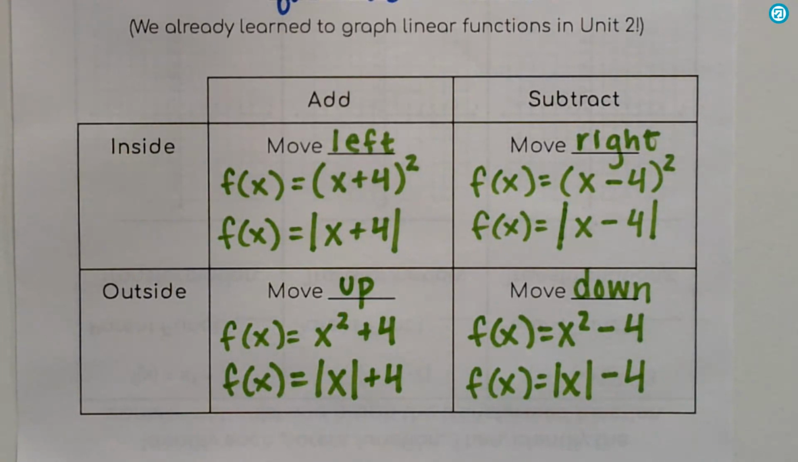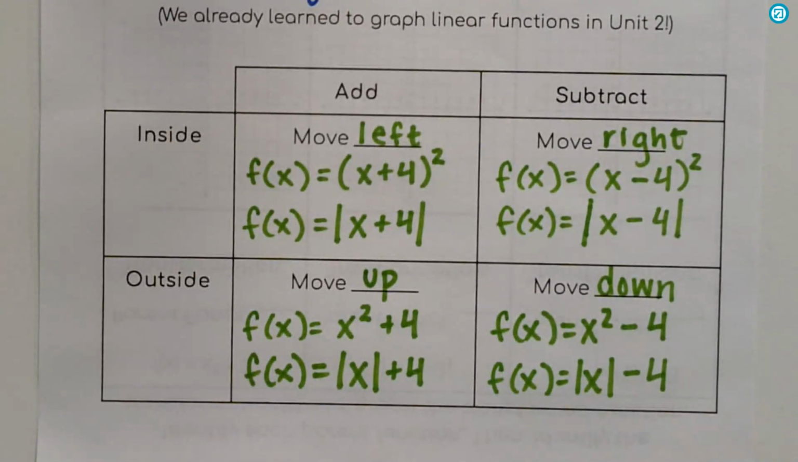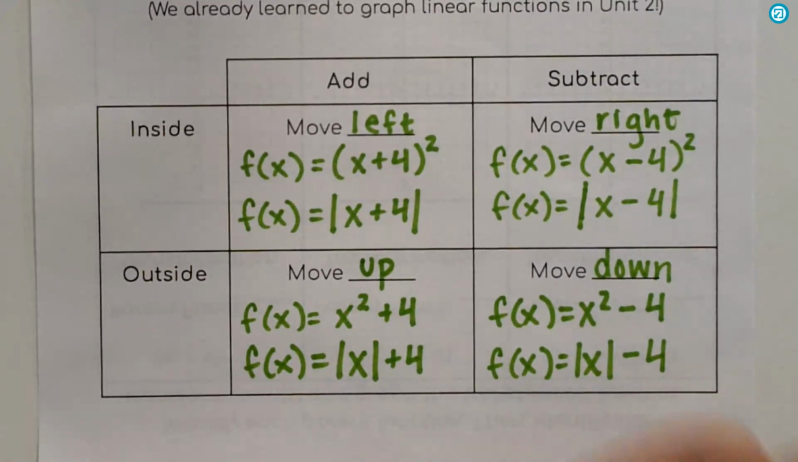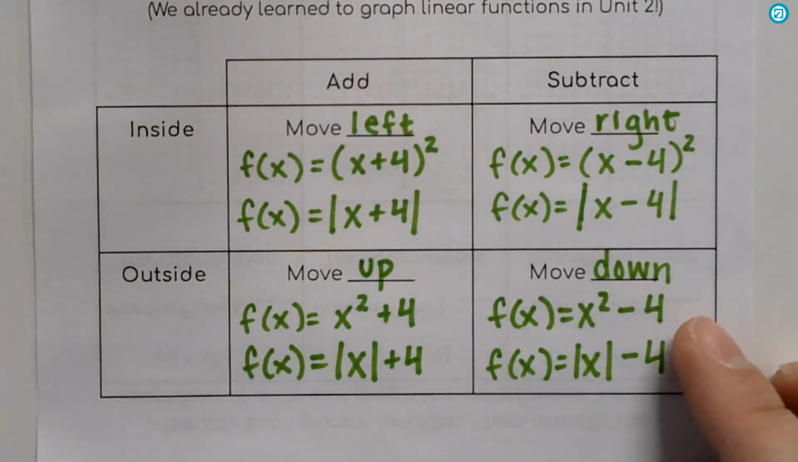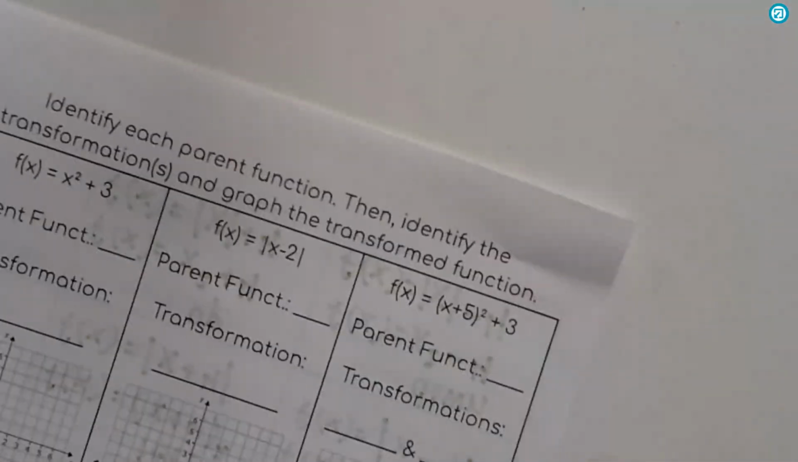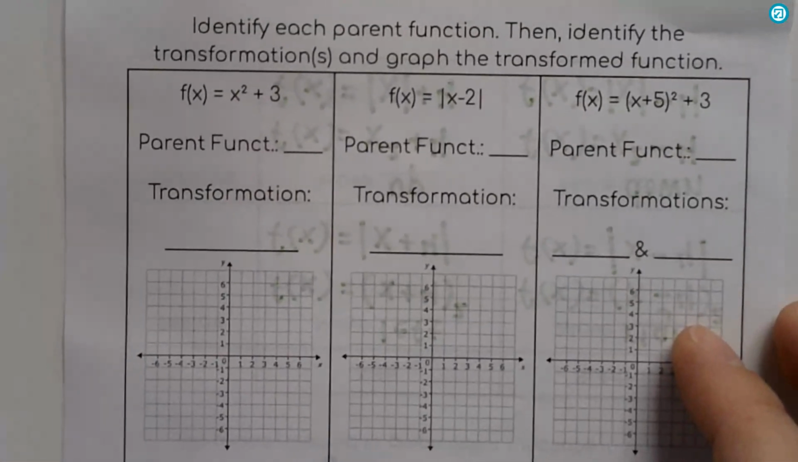Okay, help me remember. I will put this table back up on the screen while you are working on your assignment, because this is what you're going to need to be able to do the examples on the back and do the problems on your assignment. So flip this over, and we are going to start graphing our transformations.